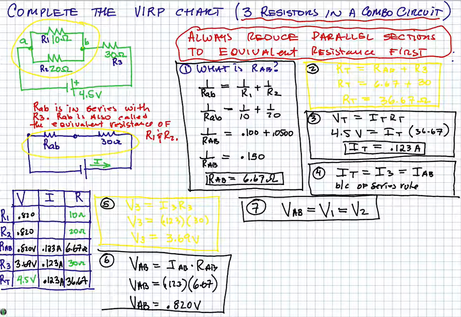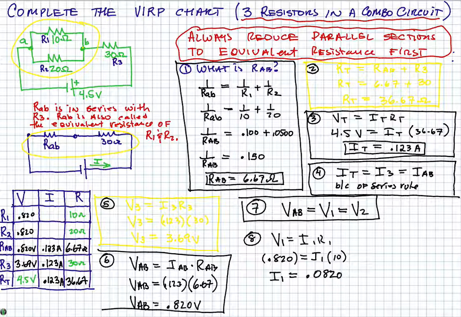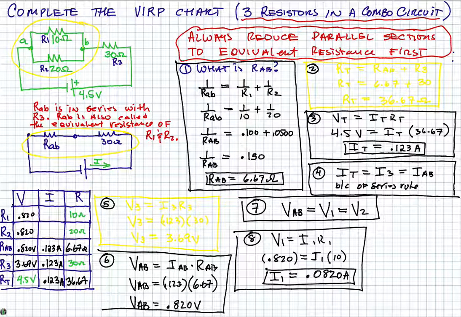Okay, so we're almost done. So step 8, remember I said there were 9 steps. So step 8, we want to figure out I1. So V1 is equal to I1 R1. V1, we just calculated, 0.820 is equal to I1 times 10. So I1 is going to be equal to 0.0820 amps. Okay, so that's 0.0820 amps.